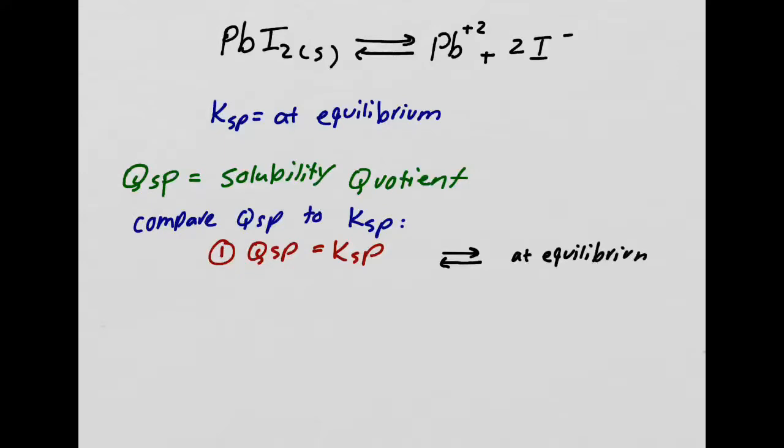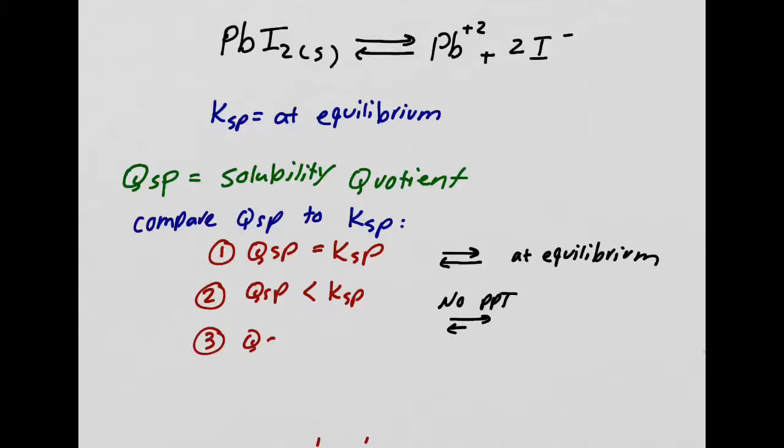Okay. Now, another option, you can probably guess what I'm going to say, is that Qsp would be less than Ksp. Now, what does that mean? So, we have not reached equilibrium. There is no PPT, there is no precipitate. We have not reached equilibrium, right? Okay? And if I had to draw it, this is what I would draw.